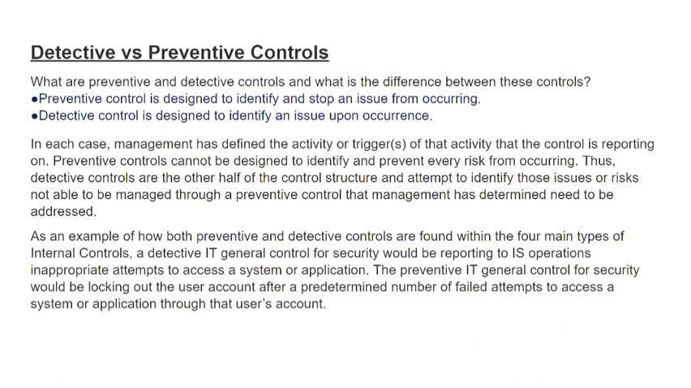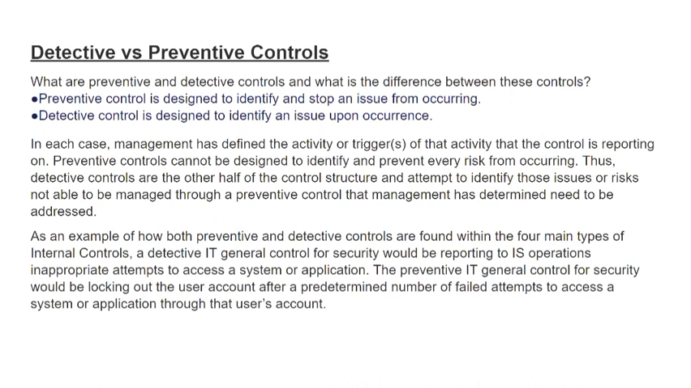Now we can look at what is detective control versus preventive controls. What are preventive and detective controls, and what is the difference between these controls? Preventive control is designed to identify and stop an issue from occurring. Detective control is designed to identify an issue upon occurrence. In each case, management has defined the activity or triggers of that activity that the control is reporting to.